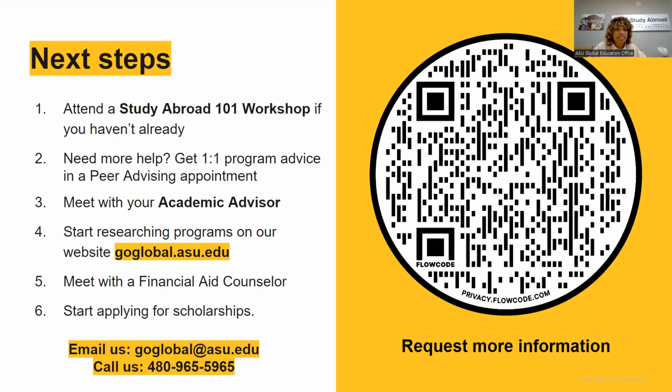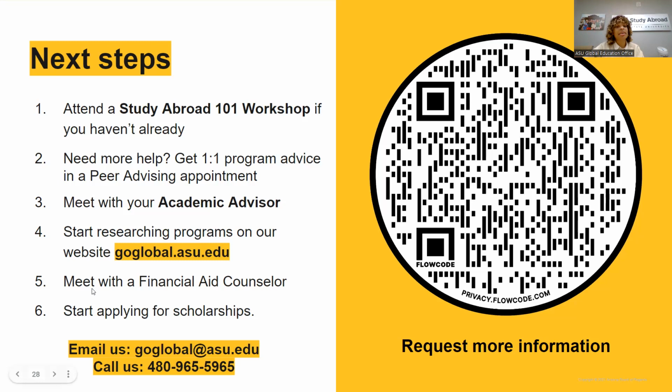You can also start researching programs on our website, goglobal.asu.edu. Even if you don't know when you're going to study abroad, again, start looking at the different programs that we offer. The majority of our programs occur annually. So even if you're in high school and you're watching this video and you want to study abroad 4 years from now, you can already start looking at programs on our website, since the ones we have now will most likely occur in the future again, which is awesome. And right after this, I'm going to give a little website tour, so stay tuned for that.